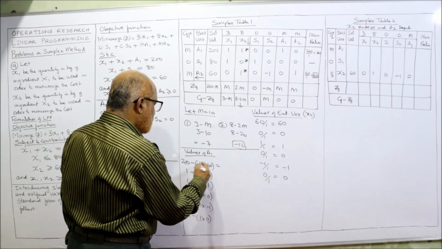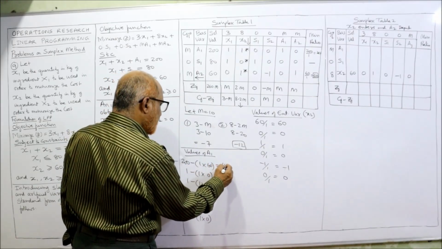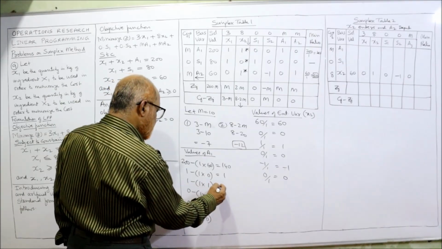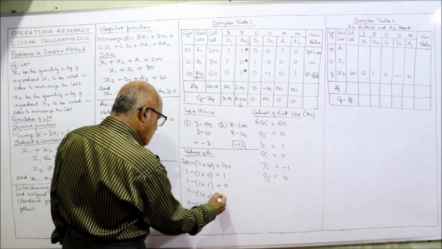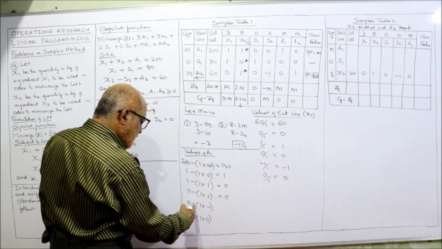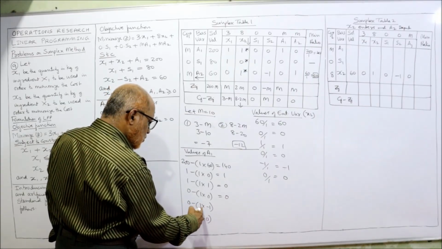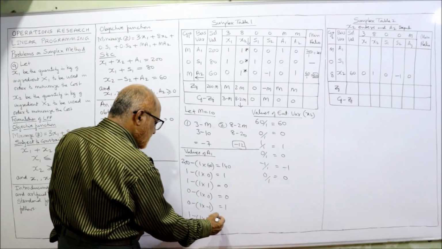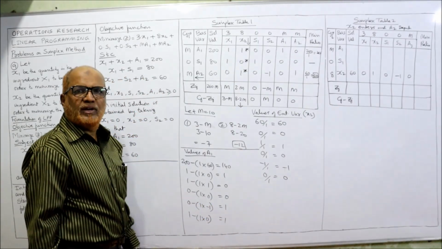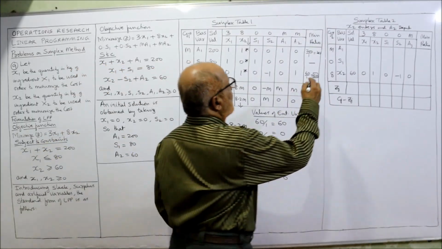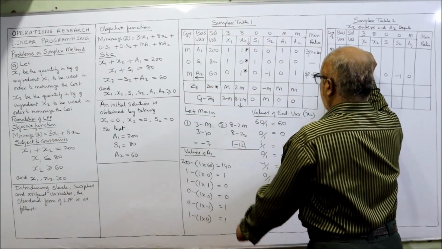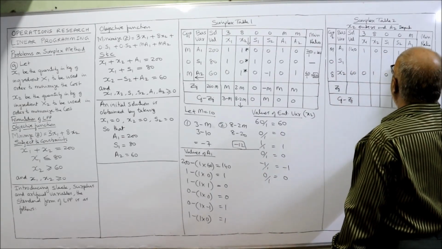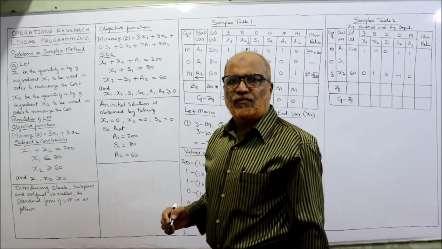That's it. So 200 minus 60 is 140. 1 minus 0 is 1. 1 minus 1 is 0. 0 minus 0 is 0. 0 minus into minus will become plus, 1 ones are 1, so 0 plus 1 is 1. 1 minus 0 is 1. So we got all the values of A1. I'll write down here: 140, then 1, 0, 0, 1, 1. We got the values of A1.